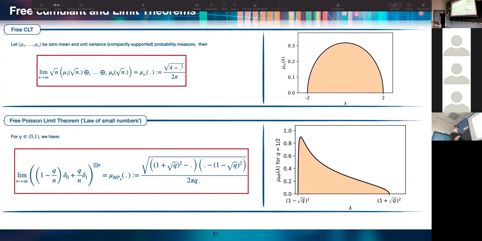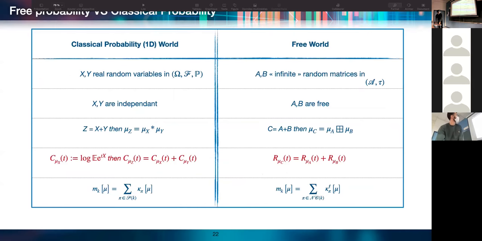And for the free Poisson, you also have a law of small numbers. In the classical world, it's a well known fact that if you sum Bernoulli distributions, where the probability of success scales like 1 over n, and you sum n of them, then you get the Poisson distribution. But in the free probability world, you have a similar construction and you get the Marchenko-Pastur. And you have this table of correspondence between the two.